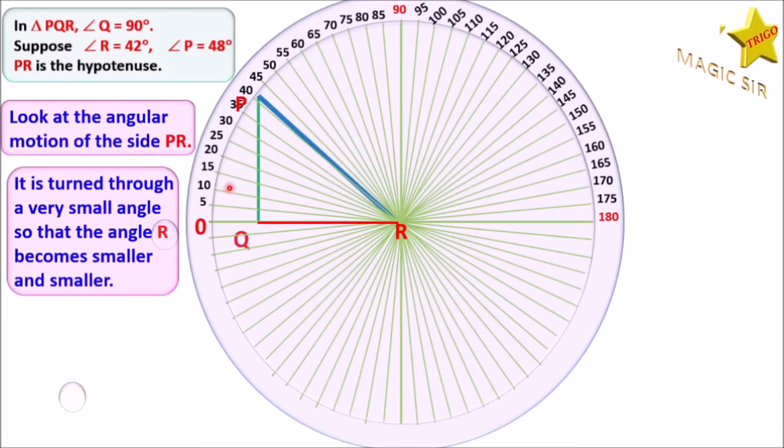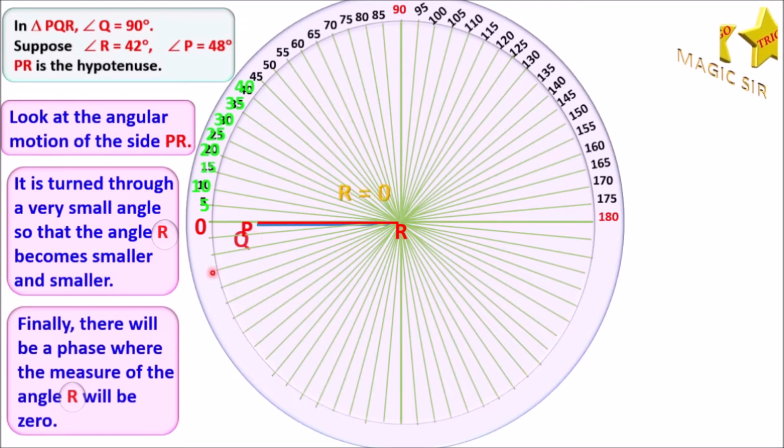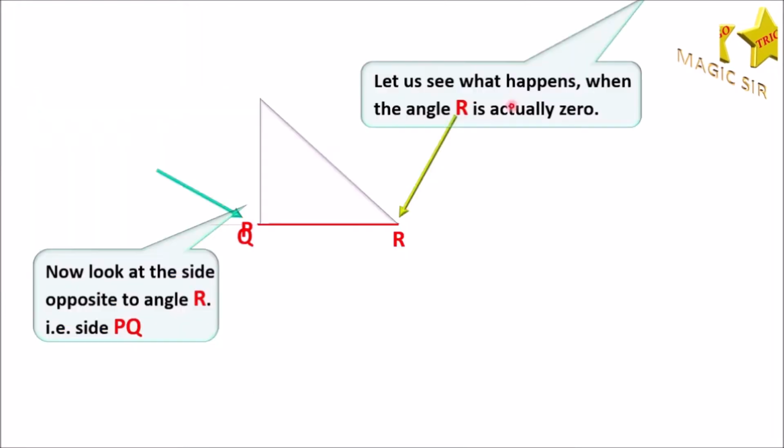We have taken angle R equal to 42 degree. Now it is 40 degree. Angle R is equal to 35 degree, 30 degree, 25 degree, 20 degree, 15, 10, 5, 4, 3, 2, 1, 0. Finally, there will be a phase where the measure of the angle R will be 0. That is, R equal to 0. Let us see what happens when the angle R is actually 0.